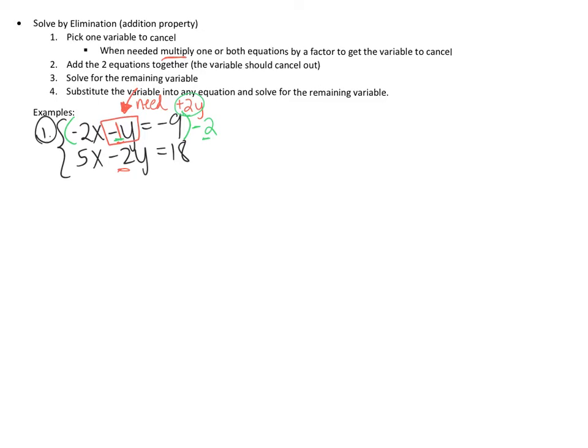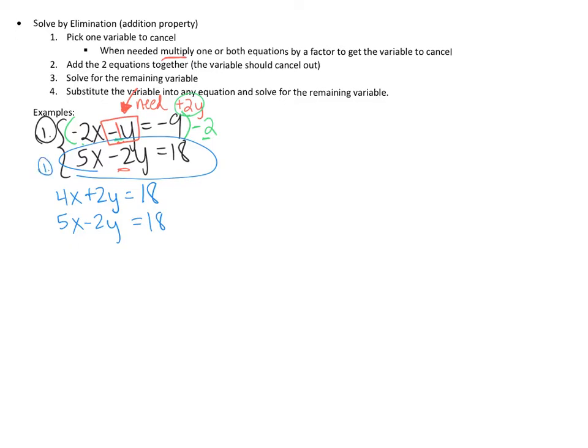So let's do it. If I take negative 2 and multiply by negative 2x, I'm going to get 4x. If I take negative 2 and multiply by negative 1y, I'm going to get positive 2y. If I take negative 2 and multiply by negative 9, I get positive 18, right? Now, I didn't do anything to this second equation, so I'm just going to write it down. Right? So I've completed that first step.